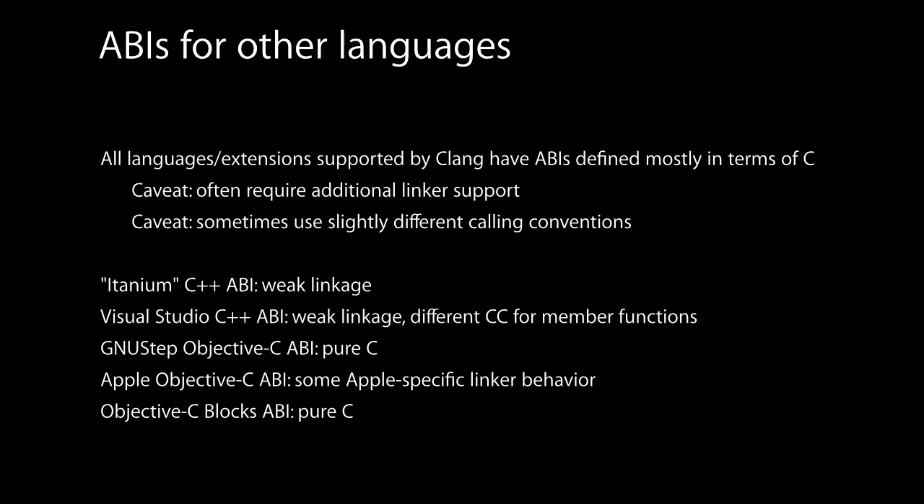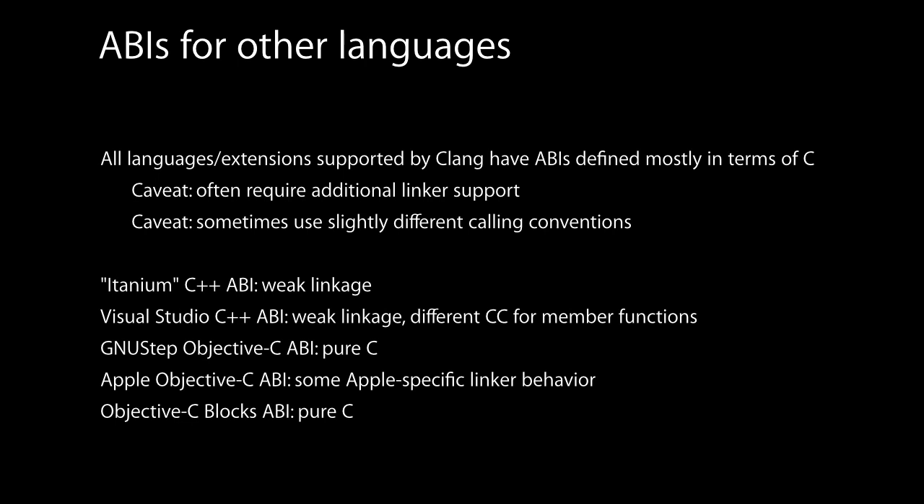So for example, the C++ ABI on Unix-like platforms follows what's called the Itanium rules. It defines a couple of additional layout rules for C++ types, and then otherwise it's defined entirely in terms of the C ABI, except that it requires this notion of weak coalescing linkage in both the static linker and the dynamic linker. The Visual Studio C++ ABI is rather similar to that, but it also uses different calling conventions and has a special rule for passing C++ aggregates directly on the stack.